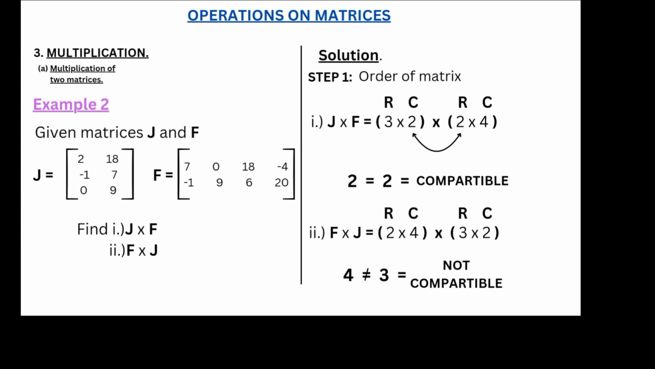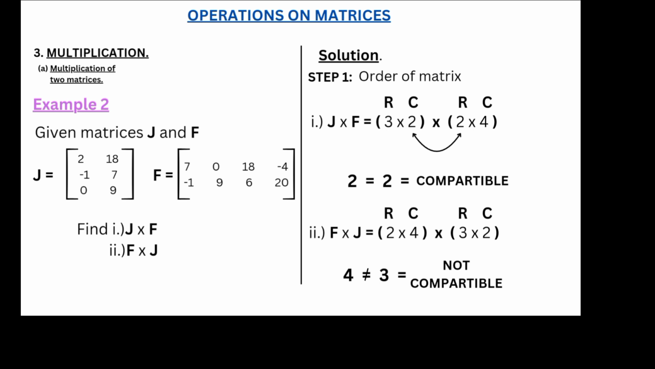So let's check if F times J is compatible or not. F is a 2 by 4 matrix multiplied by J, which is a 3 by 2 matrix. So the first matrix column is 4 and the second matrix row is 3. 4 is not the same as 3, which means it's not compatible. And if it's not compatible, it means it cannot be multiplied.